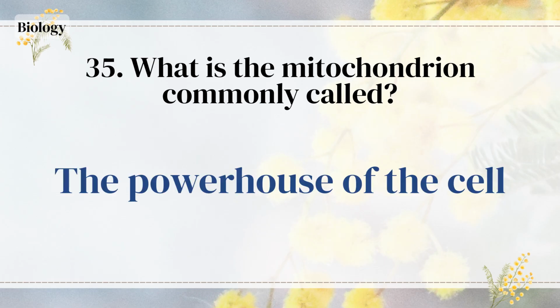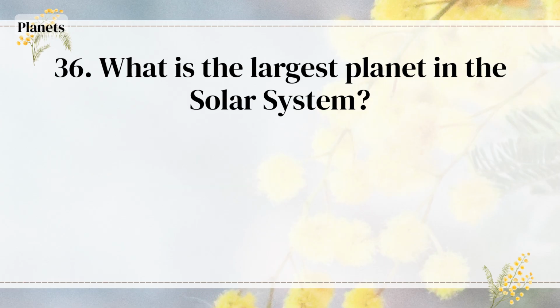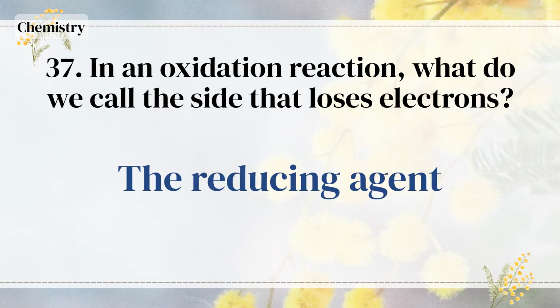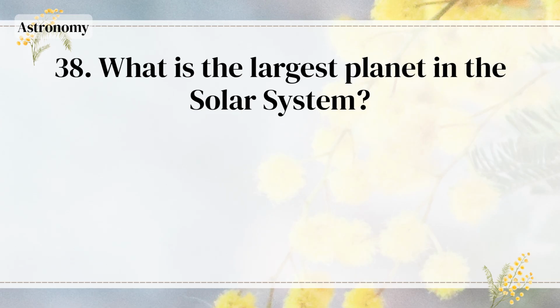Thermal energy. What is the mitochondrion commonly called? The powerhouse of the cell. What is the largest planet in the solar system? Jupiter. In an oxidation reaction, what do we call the side that loses electrons? The reducing agent.